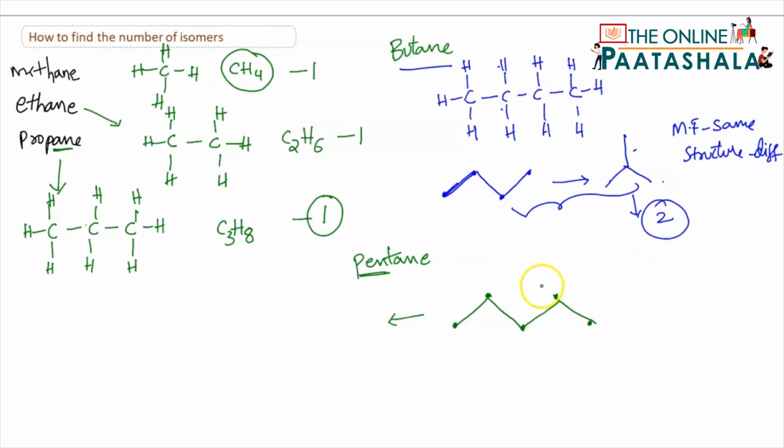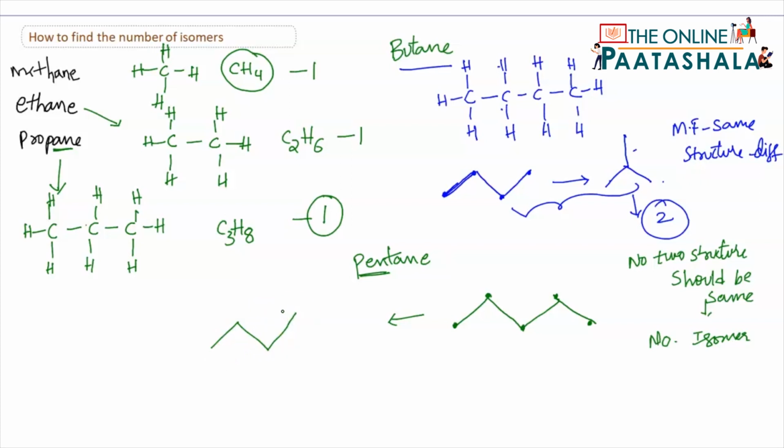So no two structures should be the same. The point you have to remember is that no two structures should be the same. Then only you can count it as an isomer. So for this, how can I write 1, 2, 3? This is one isomer.